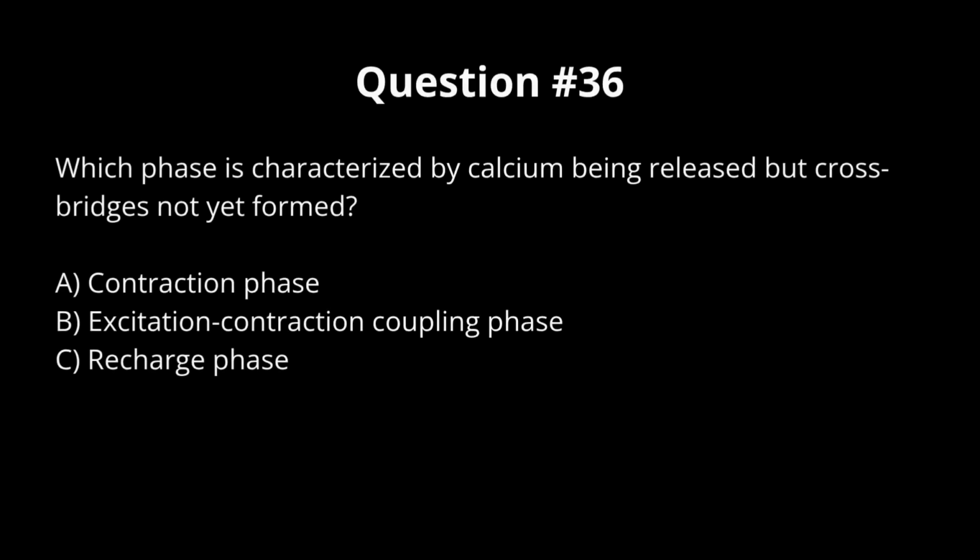Question number 36. Which phase is characterized by calcium being released but cross-bridges not yet formed? A. Contraction phase. B. Excitation-contraction coupling phase. C. Recharge phase. The correct answer is B. During excitation-contraction coupling, calcium is released and binding sites are exposed, but cross-bridges have not fully cycled yet.